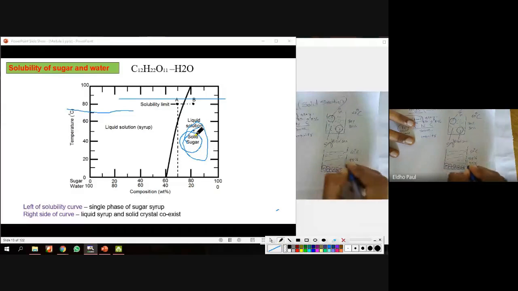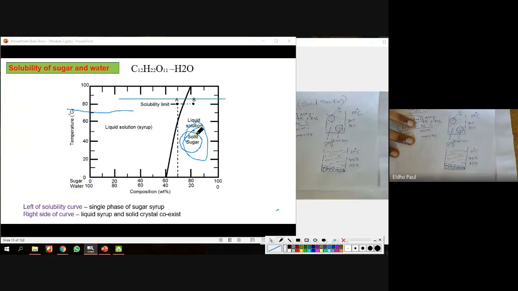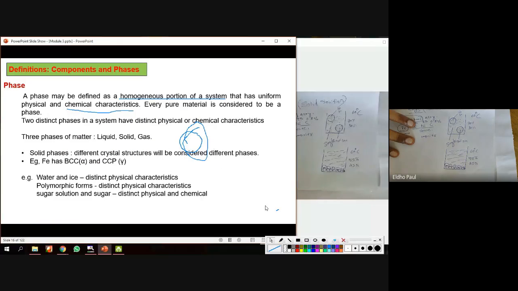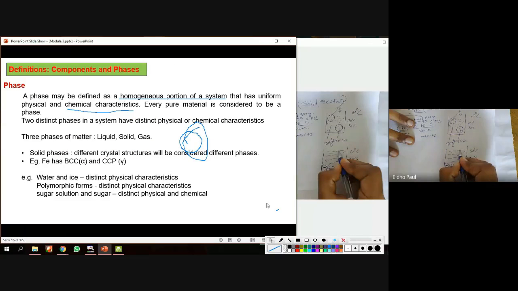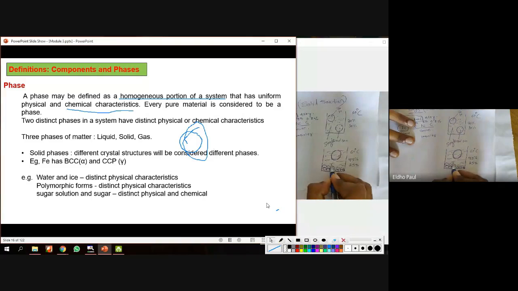Liquid solution is also formed, but after the solubility limit, some extra sugar is added, and this extra sugar is segregated here at the bottom of the container. Okay. So when we compare two regions in this beaker, I'm taking one region here, and another region here.